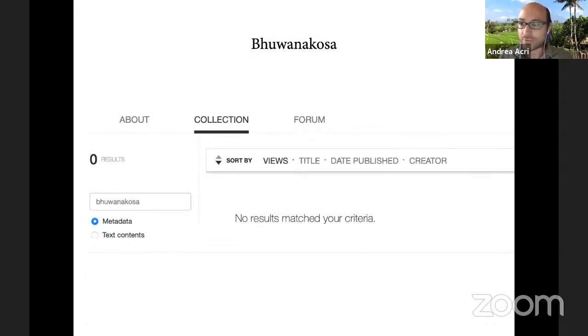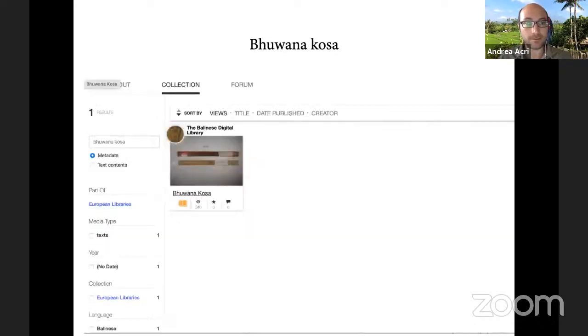Now I change, so I don't use the Sha, I just use the normal one, and still no match. If I look for Bhuvana Kosha with the W instead of the V, for instance, the only match is given if I separate the words Bhuvana and Kosa, and I have one match. Okay, so as you can see, they didn't insert among the metadata all the possible ways in which this text can be spelled.